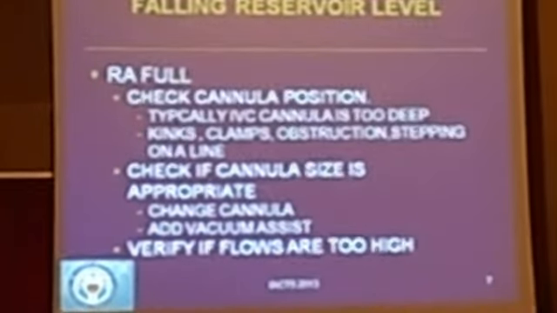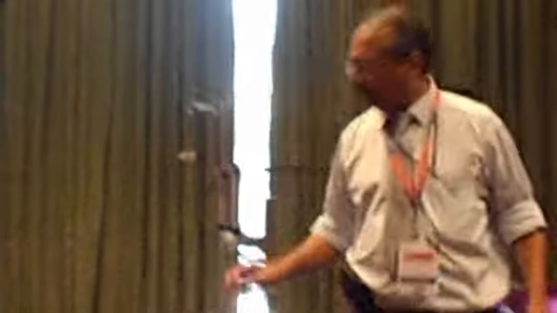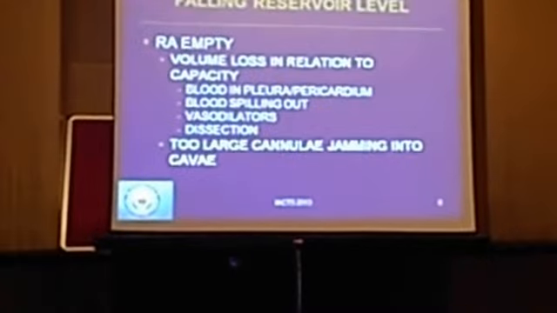And another thing, remember, especially, this has happened to me when I was a student. The patient's flow is kept very high, and you don't have an adequate size venous cannula, which is another reason why the reservoir level could fall. Now if you have the RA empty, there are two possibilities.